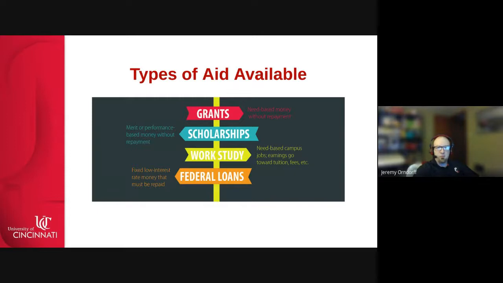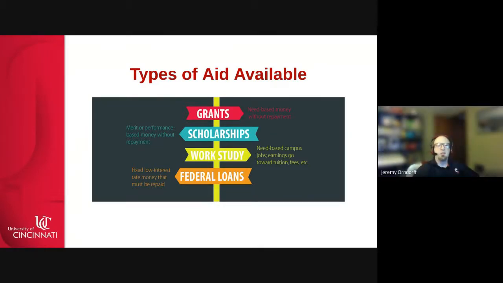So aid falls into one of four types: grants, scholarships, work study, and federal loans. Grants and scholarships are free money. Grants are generally going to be based off of your FAFSA information, and again, we'll be talking about FAFSA and going through that here shortly. Scholarships are normally going to be merit-based. I'll just take a pause and say that at the University of Cincinnati, our scholarships are strictly merit-based. That is not necessarily true of all universities. Sometimes they can have a combination of merit and need-based, based off your financial information, or just merit-based.